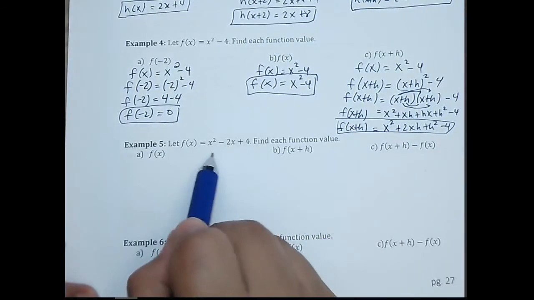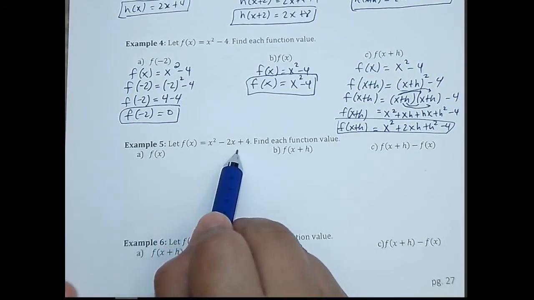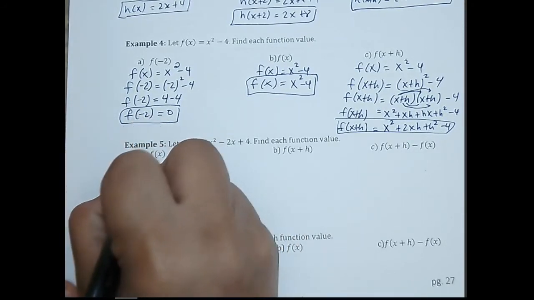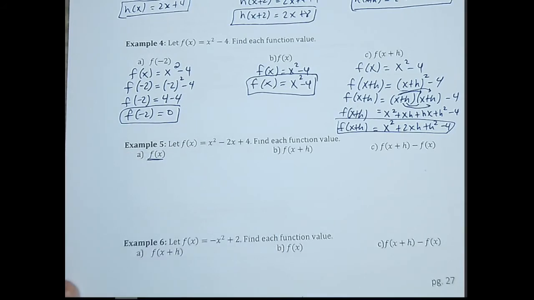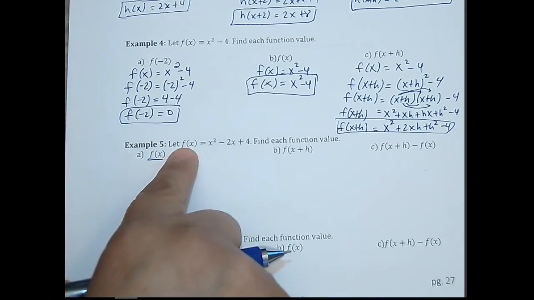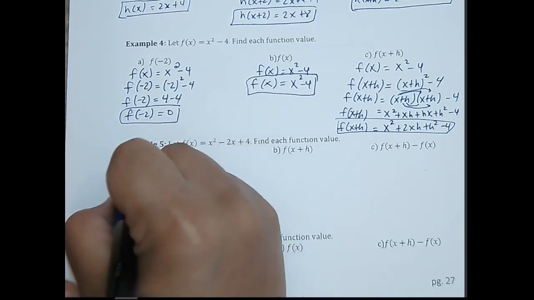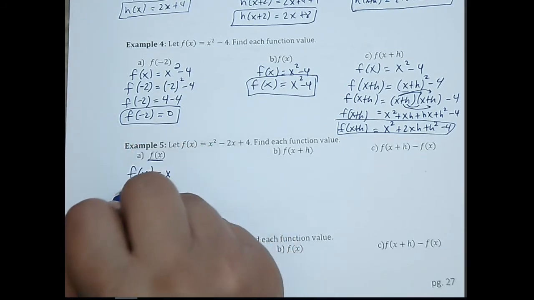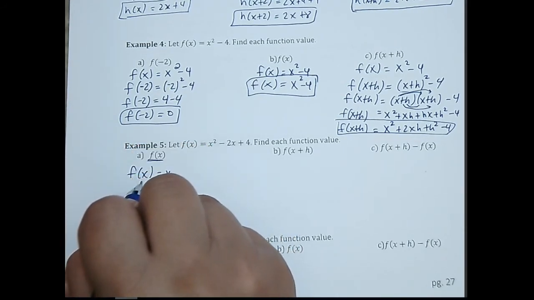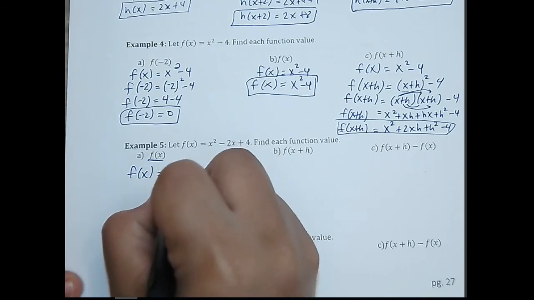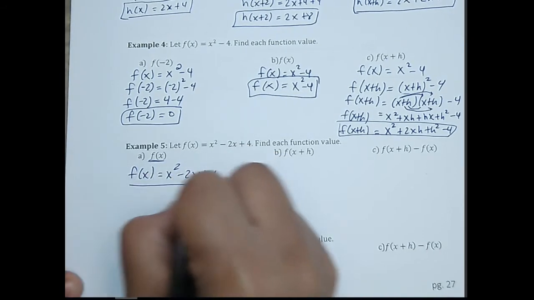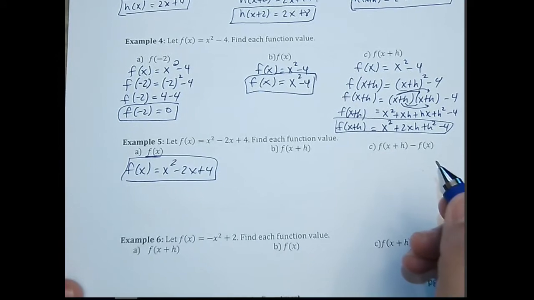Example 5. Let f of x equals x squared minus 2x plus 4. Find each function value. So here again, they tell us to find f of x, which if we replace x by itself, we get the same thing back. So my answer would be f of x equals x squared minus 2x plus 4. Letter B.